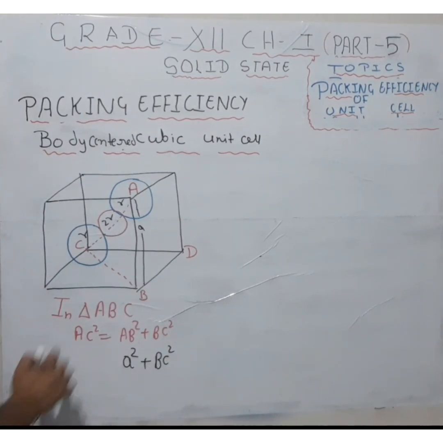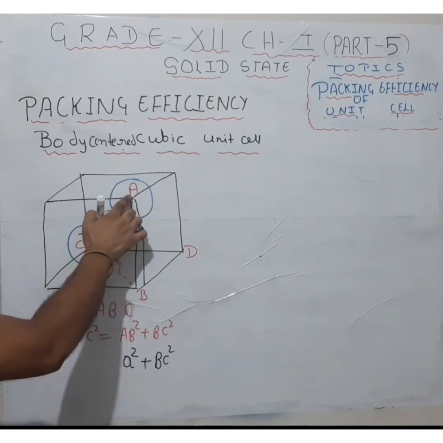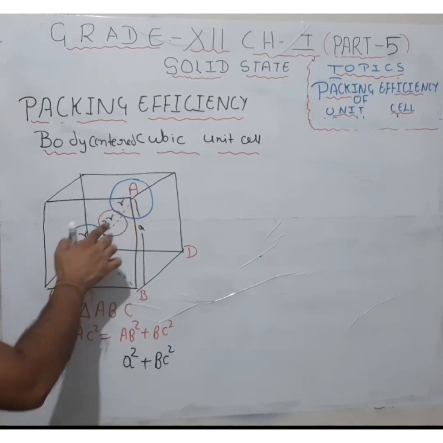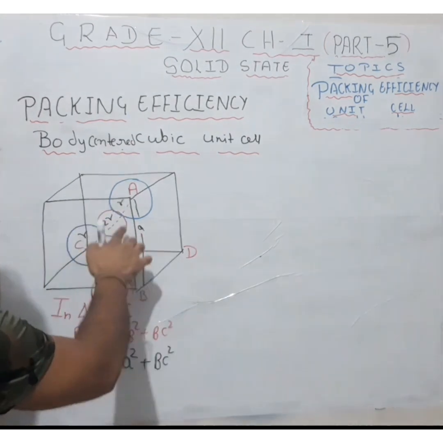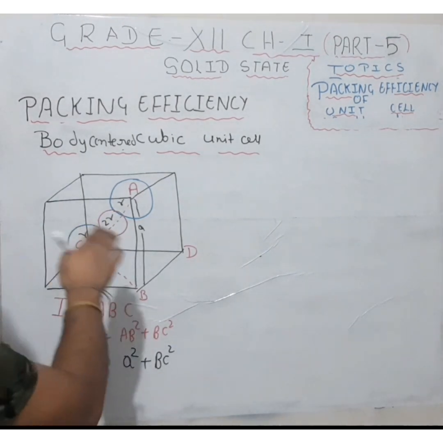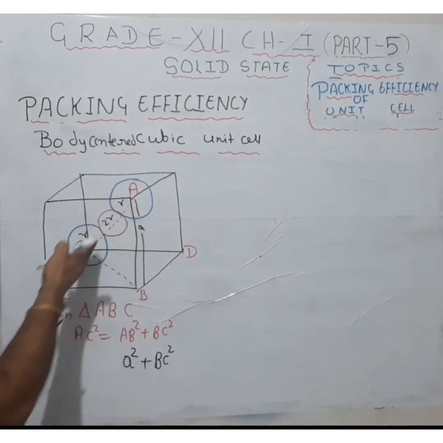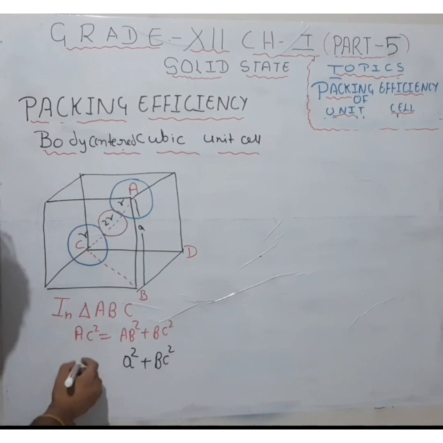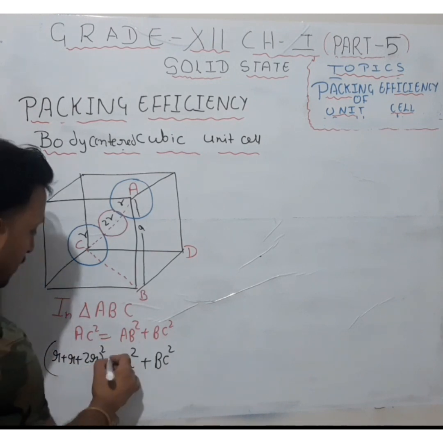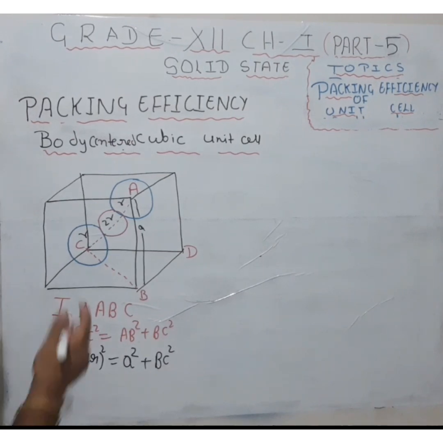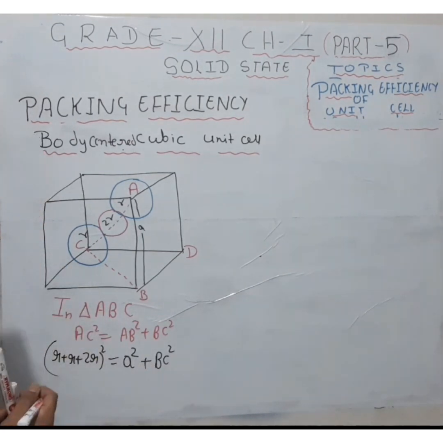Now AC, if you will see, AC means the sum of the radius of the corner particle plus the diameter of the particle which is present in the center of the unit cell, because it is completely coming in between. So the AC will be equivalent to (R plus 2R) whole square. Okay, so this is going to be a relationship. So we need to find the value of BC here.